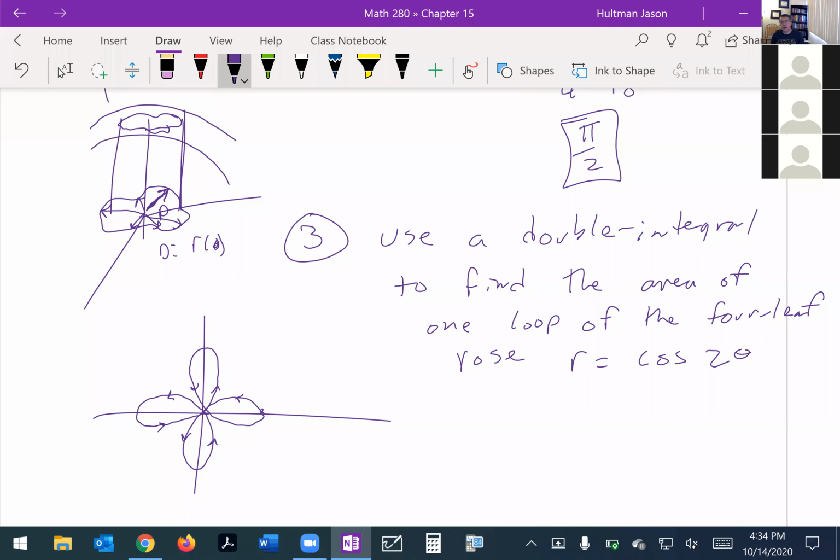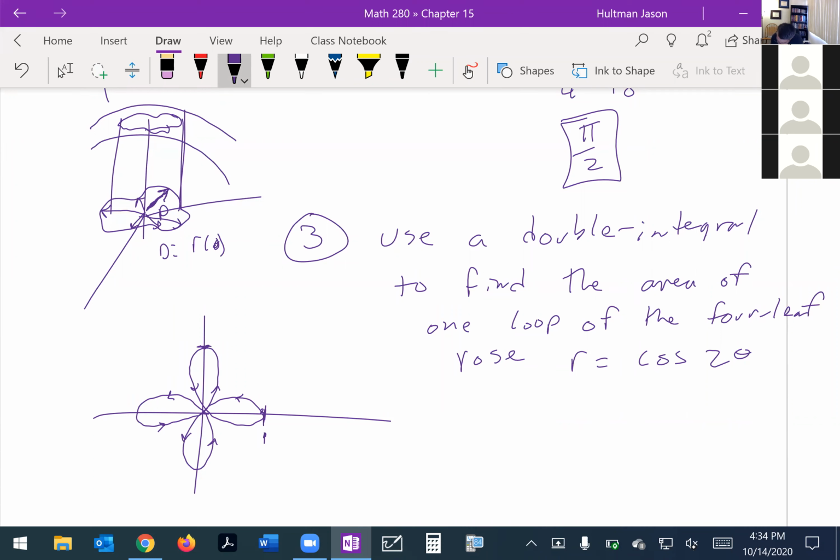Okay, that's how that guy is made. And it goes out to, what does it go out to here? It goes out to 1, right? Because cosine of 0 goes out to 1. And when theta is 0, we're out at 1. So 1 there.